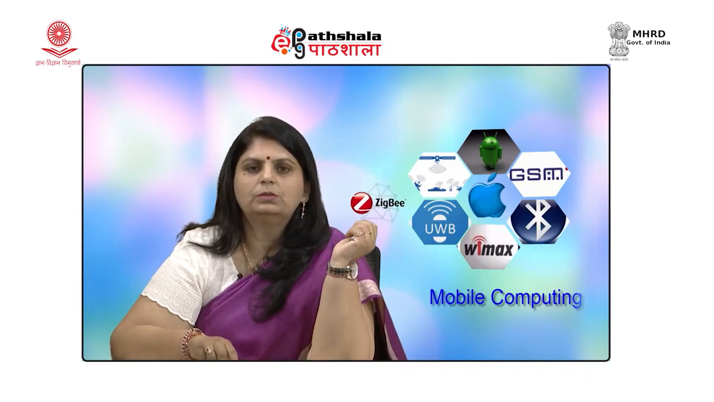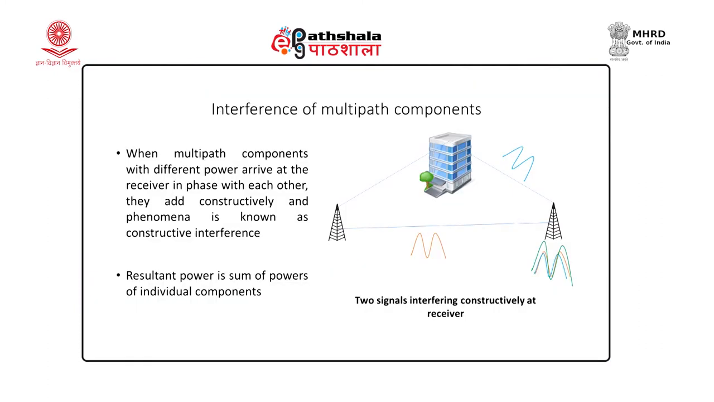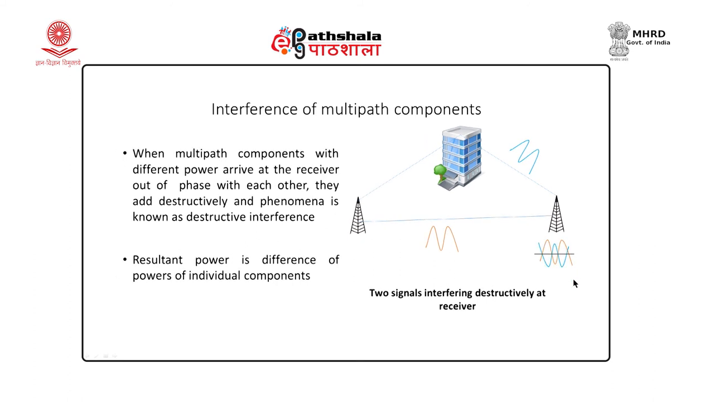So, you can see in the diagram, this is constructive interference. These are the two signals and they are arriving at the receiver in phase, that is the phase difference is 0 degree. So, this first signal overlapped with the second signal, and what did we get? The resultant is a stronger signal.